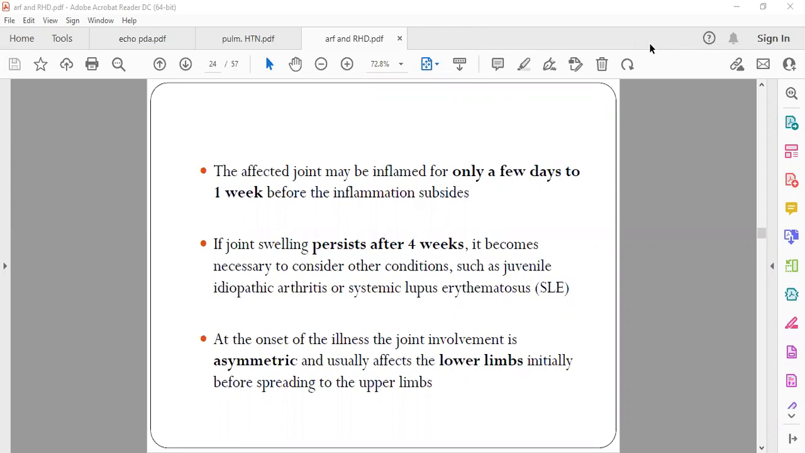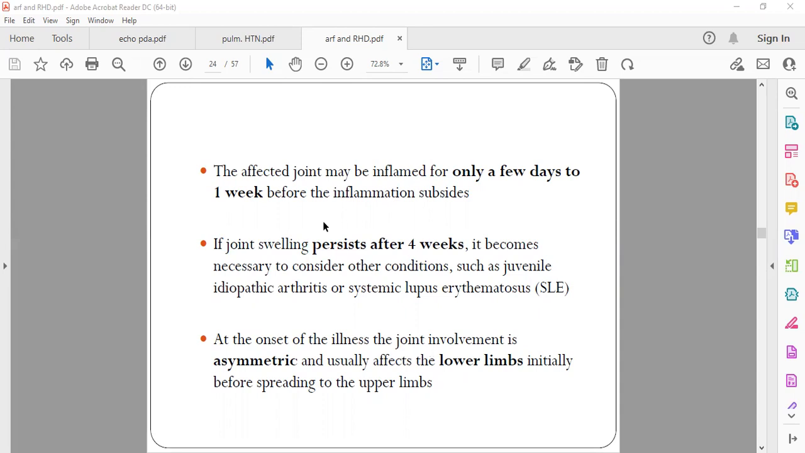The affected joint may be inflamed for only a few days. That is what is called migratory type of joint involvement. For a few days it is affected, then it resolves, followed by the other joints. Most commonly it affects the large joints, and the lower limb is more common. There is asymmetric involvement, that is, not uniform involvement of the joints. One joint may be more affected than the other. It usually stays for a few days to 1 week.